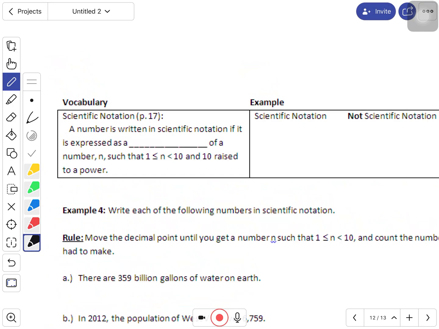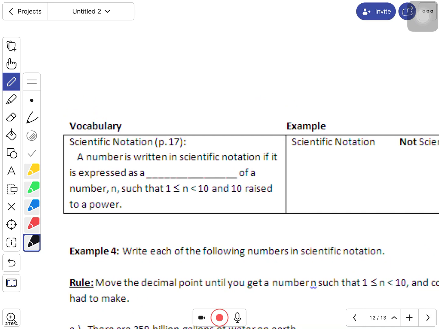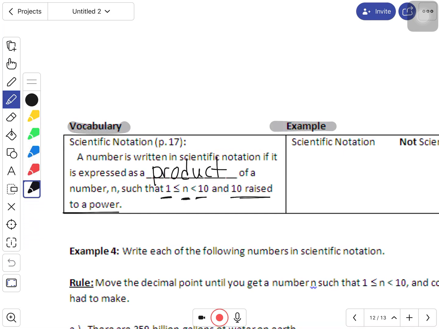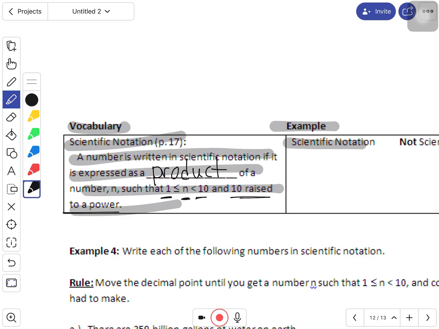Let's talk about the definition. The definition of scientific notation, super simple. A number is written in scientific notation if it is expressed as a product of a number n, such that n is somewhere in between 1 and 10, not including 10, and then 10 raised to a power. Again, if you're taking notes, you're going to want all this good stuff written down.